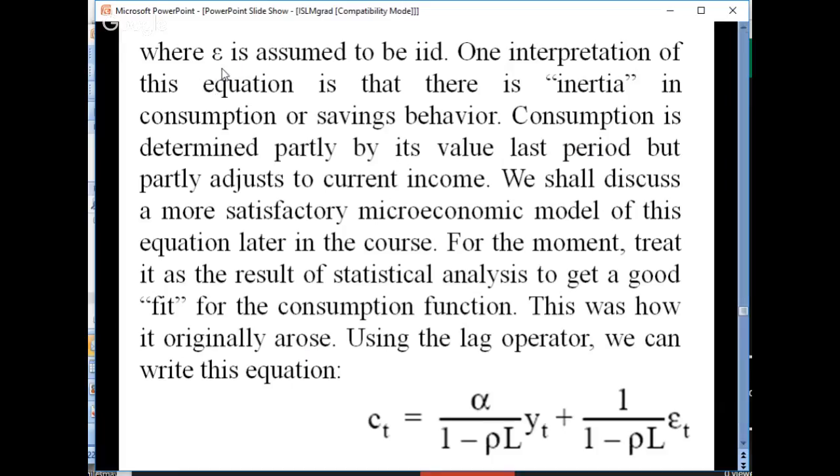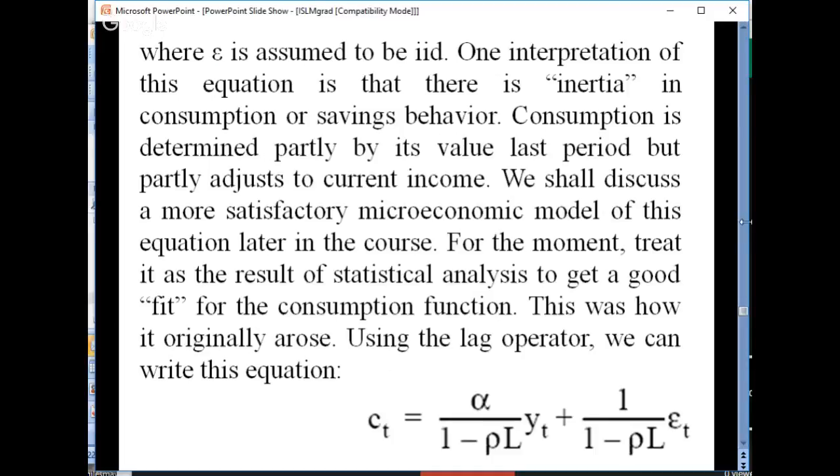Where our error term, epsilon, is assumed to be independently identically distributed. One interpretation of the equation is that there's inertia in consumption and savings behavior. Consumption is determined partly by its value last period, but partly adjusted to current income. We shall discuss a more satisfactory microeconomic model of this equation later in the course. For the moment, treat it as the result of statistical analysis to get a good fit for the consumption function. This was how it originally arose.